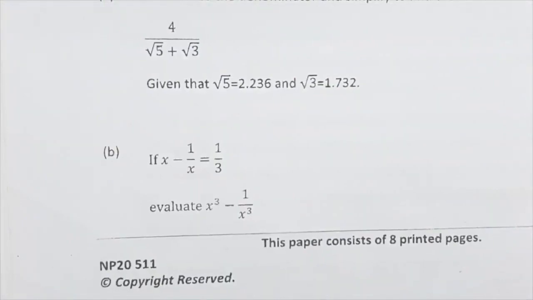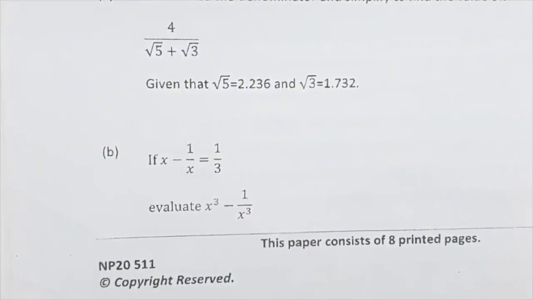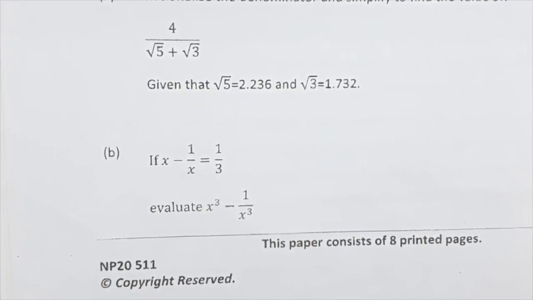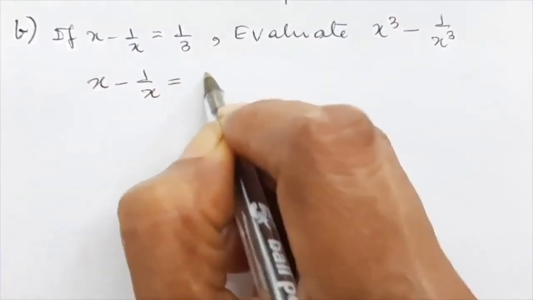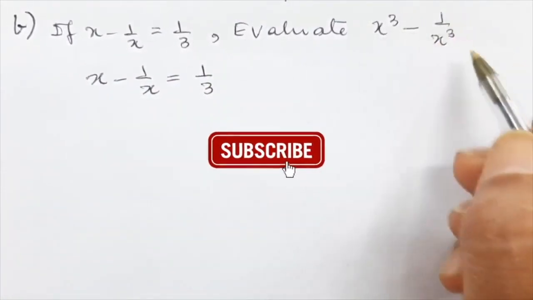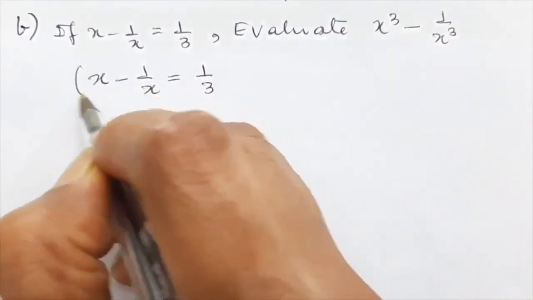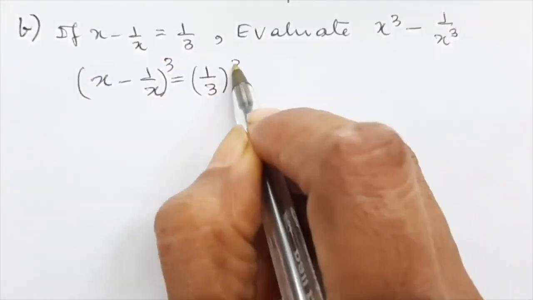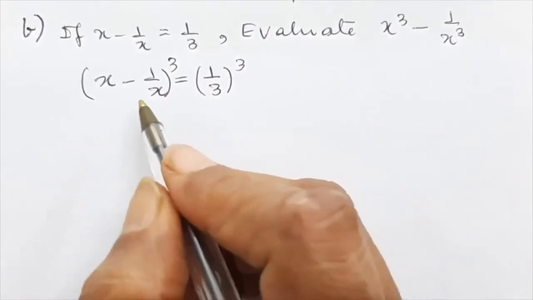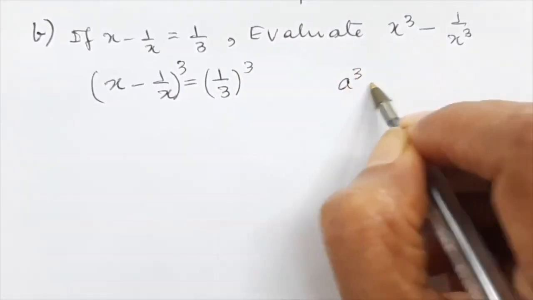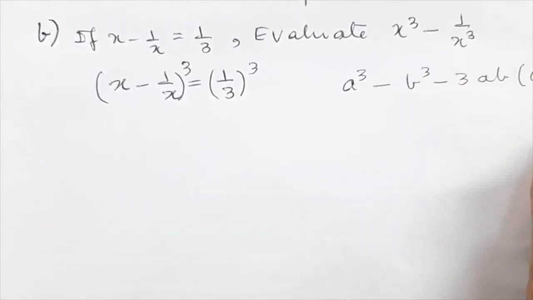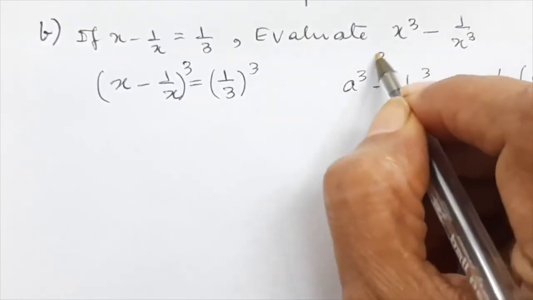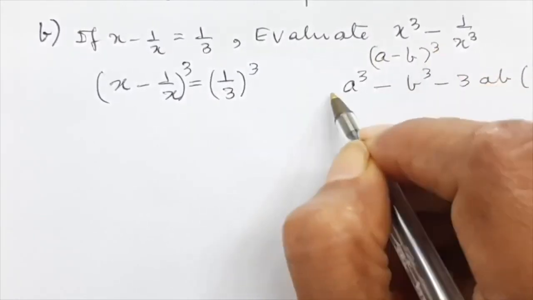Let us look at question number 1b. If x minus 1 upon x is equal to 1 upon 3, evaluate x cube minus 1 upon x cube. And now let us solve this. We have been given x minus 1 upon x is equal to 1 upon 3, and we want x cube minus 1 upon x cube. So we will have to take the cube of both sides. So we use the formula for a minus b whole cube. a cube minus b cube minus 3ab into bracket a minus b. This is the formula for a minus b whole cube.